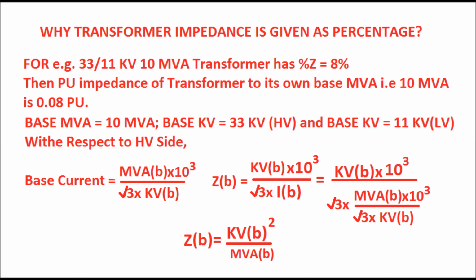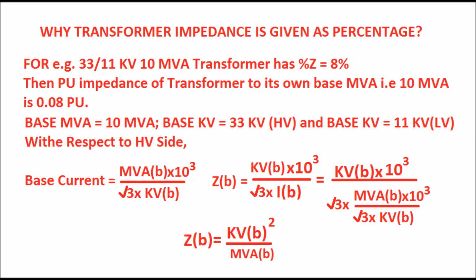Now the base MVA is 10 MVA, the base kV on the HV side is 33 kV and the base kV on the LV side is 11 kV. With respect to the HV side, we can calculate the base current as MVA base into 10 to the power 3 divided by root 3 into kV base. So ZB, the base value of the impedance, comes as kV base divided by root 3 into base current into 10 to the power 3, that is equal to kV base into 10 to the power 3 divided by root 3.